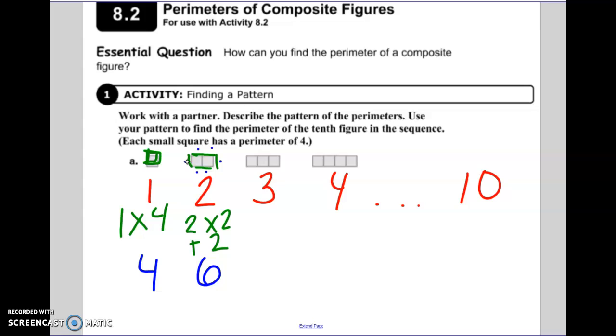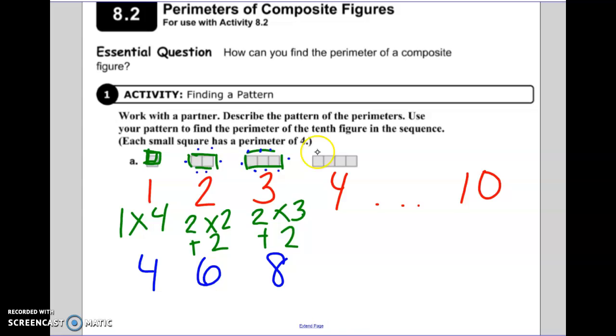But I'm trying to find a pattern and a way that we can do it for each one of these. For this third one, it's going to be 2 sides that are 3 units long, plus 2 more that make up the ends. So 2 times 3 is 6, plus 2, the perimeter of that guy is 8. That is 1, 2, 3, 4, 5, 6, 7, 8. 8 units all the way around.